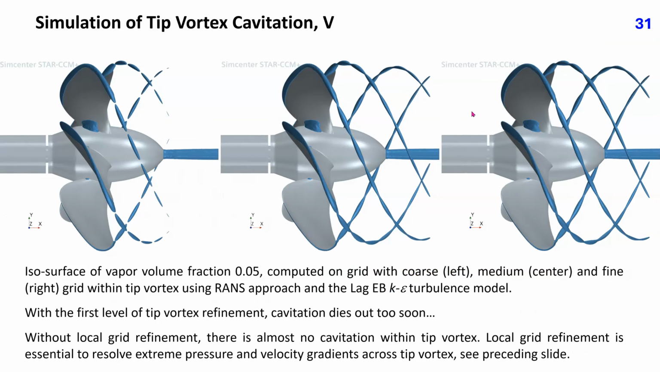These plots show the isosurface of vapor volume fraction 0.05 computed on the coarse, medium, and fine grid within the tip vortex using the RANS approach and the Leg EB k-epsilon turbulence model. With the first level of tip vortex refinement, cavitation dies out too soon. Without local grid refinement, there was almost no cavitation within the tip vortex. With each grid refinement, the tip vortex cavitation becomes stronger. Local grid refinement is essential to resolve extreme pressure and velocity gradients across the tip vortex, as shown in the preceding slide.